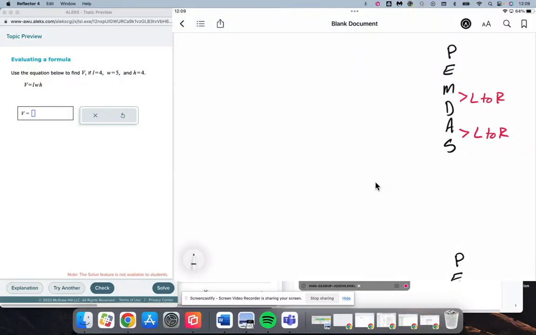So evaluating a formula is something that in this line of work you'll likely be doing extensively, as well as manipulating formulas. It will be important for us to be able to substitute values into these things and produce a correct answer. And so here we've got length is 4, width is 5, and height is 4. This is likely the formula for a volume of a rectangular prism, incidentally.